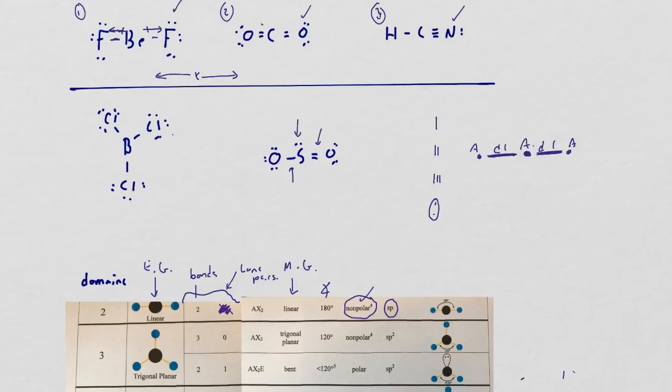Now the good thing is, in any linear molecule where the two outside atoms are exactly the same, they will cancel each other out. So carbon dioxide, even though it has double bonds, has one domain. This oxygen's pulling that way, this oxygen's pulling that way. They cancel each other out. It's a nonpolar molecule. However, be very aware, it's different for number 3. And that's why this is like sometimes.